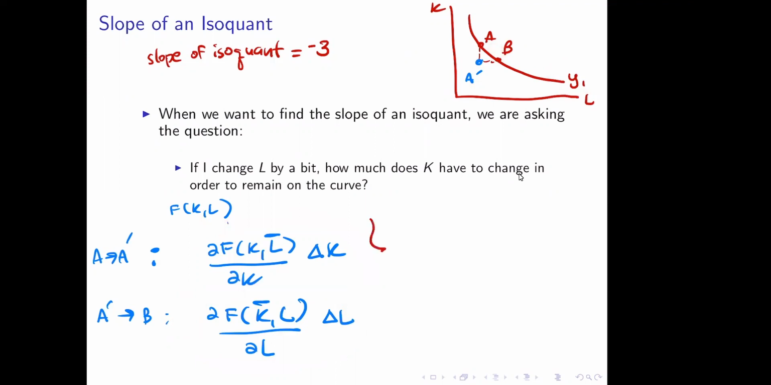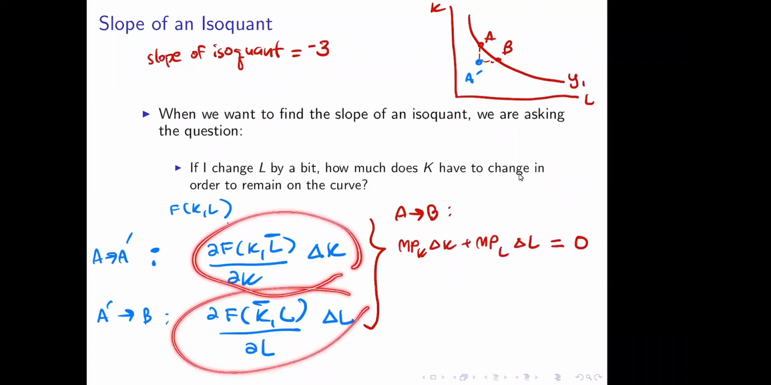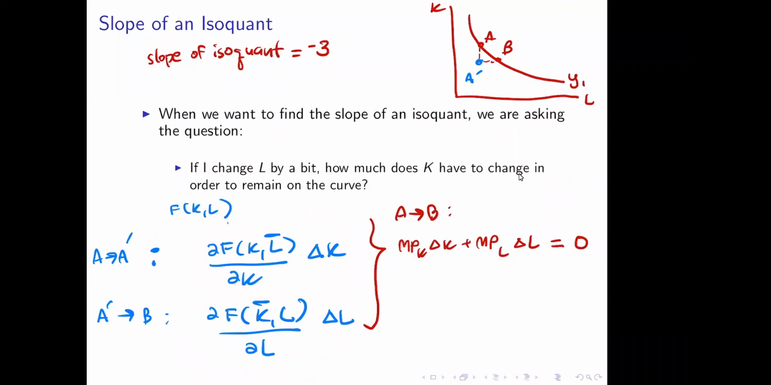So therefore we get this from A to B, right? So we have, I would just call it MP: MPK times the change in K plus MPL times the change in L has to be equal to zero, right? This plus this has to be equal to zero.